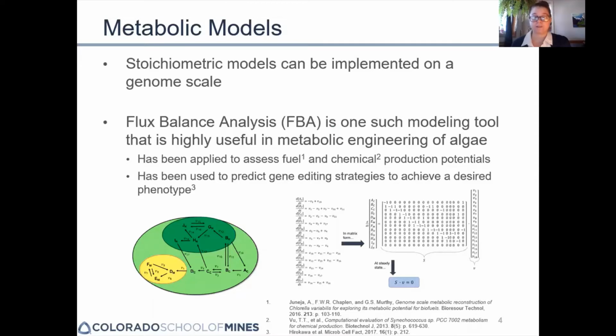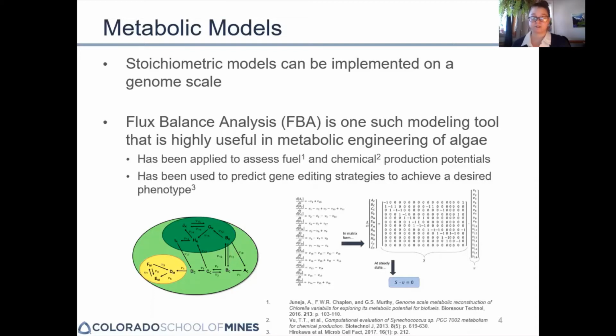Stoichiometric models are advantageous in their simplicity as they can be implemented on a genome-wide scale, whereas kinetic models cannot. Flux balance analysis, or FBA, is a useful tool in stoichiometric modeling that has been successfully used in metabolic engineering of algae to assess fuel and chemical production potential and to predict gene editing strategies that would achieve a desired phenotype. In FBA, a system of mass balance equations is written for a given metabolic reaction network.